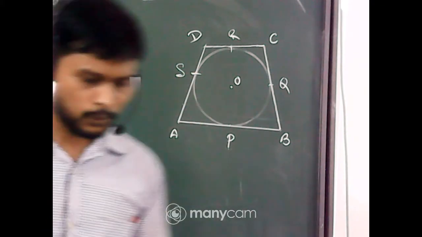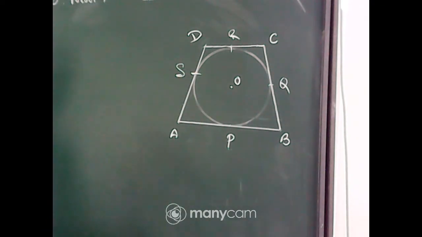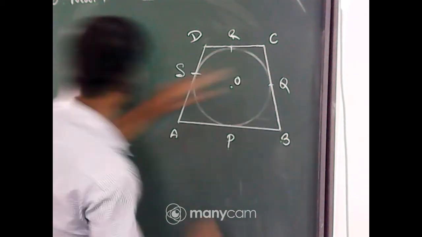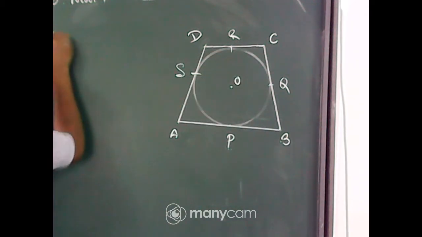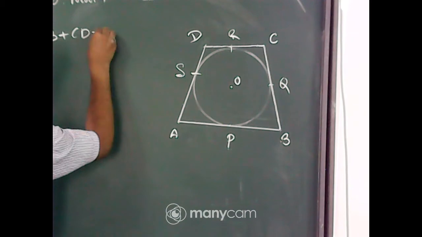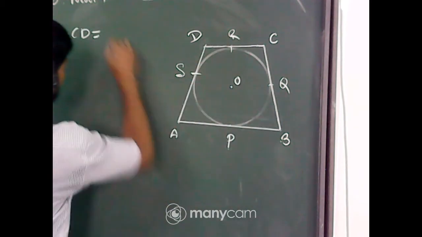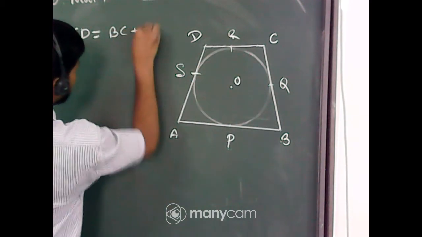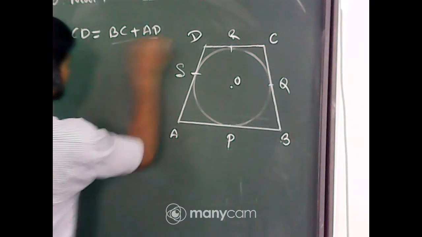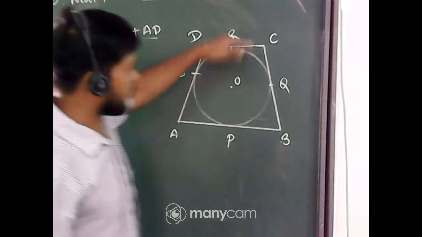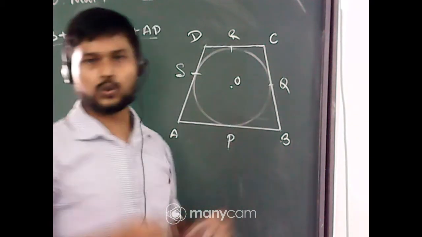What we have to prove? We have to prove that AB plus CD is equal to BC plus AD. That means the sum of the opposite sides are equal to each other.